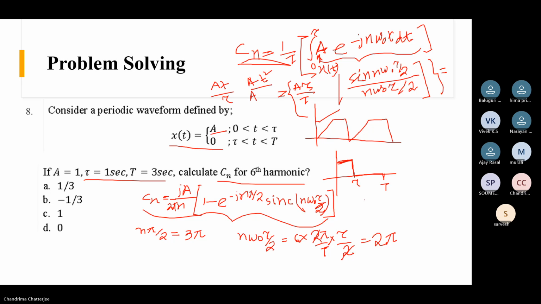Okay. So here if you put all the values, you will get 0. Okay, that will be the value of Cn for the sixth harmonic. It is 0 because this sine of n omega naught tau by 2 comes out to be 2 pi, and sine 2 pi is equal to 0, so you will get 0. Okay. Fine.